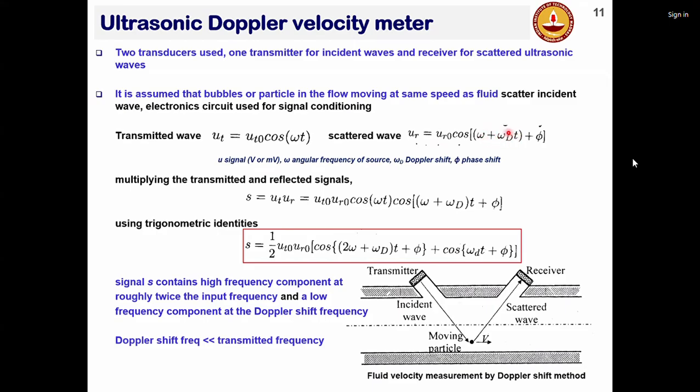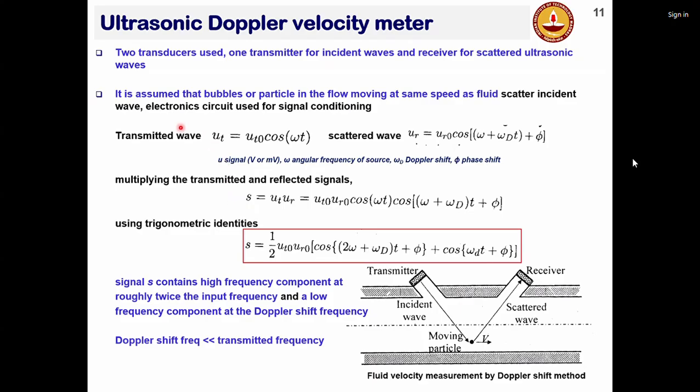So this omega d represents the Doppler shift, the change in the frequency of the scattered wave compared to the incident wave. So you would have omega plus omega d, and this t should actually be outside the bracket. Okay, this is wrongly mentioned here. It should be omega plus omega d, and t will be multiplied outside the bracket, plus some phase lag. So the scattered wave will not only have a frequency shift, it will also have a phase shift of phi. Okay.